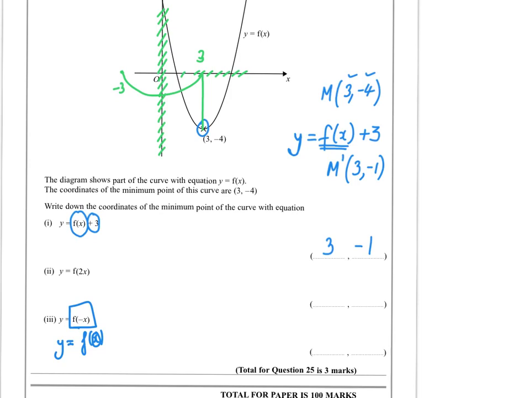Now you probably know a little bit about transformations already. If you don't, I have got a video somewhere, and I'll try and put a link on here at some point, and I might just do a special video on transformations. There are plenty out there already, and I've seen some good ones as well. So I'd say x becomes negative x, so it's not 3, it's going to be negative 3, and the y value stays exactly what it was before. So I would go negative 3, negative 4.